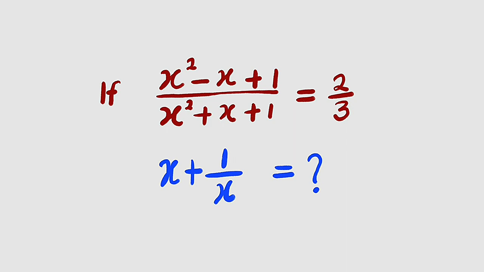We are going to approach it in two different ways. And the question is, if (x squared minus x plus 1) divided by (x squared plus x plus 1) is equal to 2 divided by 3, we are asked to evaluate x plus 1 divided by x. So let's get started. The first method, I would like to cross multiply from the first equation, simplify it, and transform it in terms of the second expression. So let's do that.